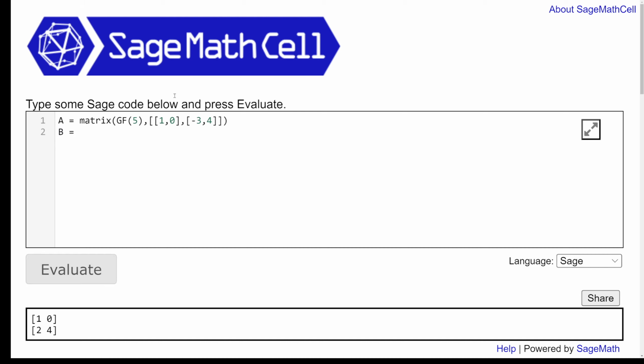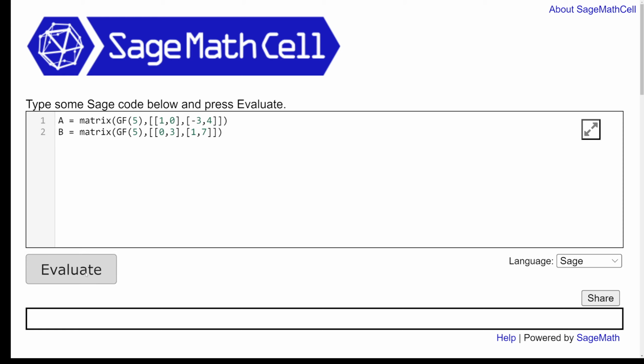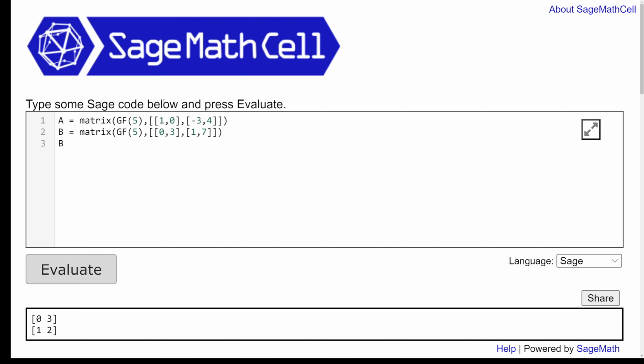Let's now define another matrix, and instead of writing this again, I'm just going to copy. And let's make it, I don't know, 0, 3, 1, 7. Okay. And now B is going to reduce the 7. That's fine. But I want it to be this in case we decide to change this to a different number. And let's also define C. C is going to be in the same ring, and then I don't know, maybe it's 1, 1, 1, 1.